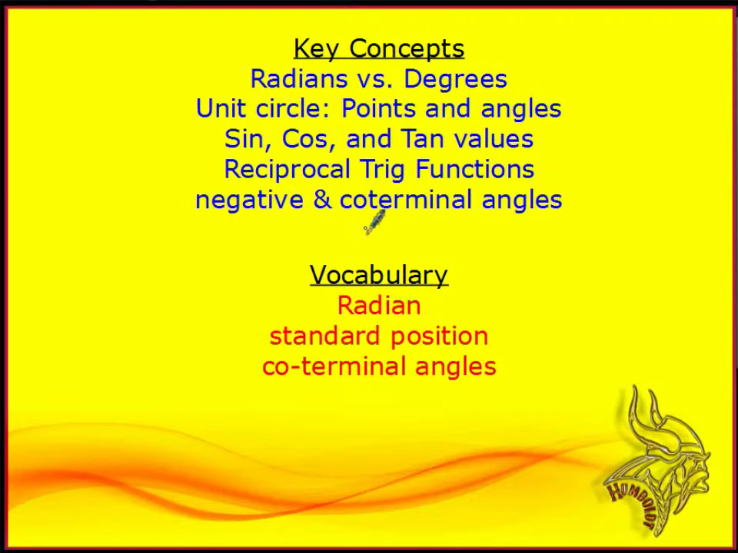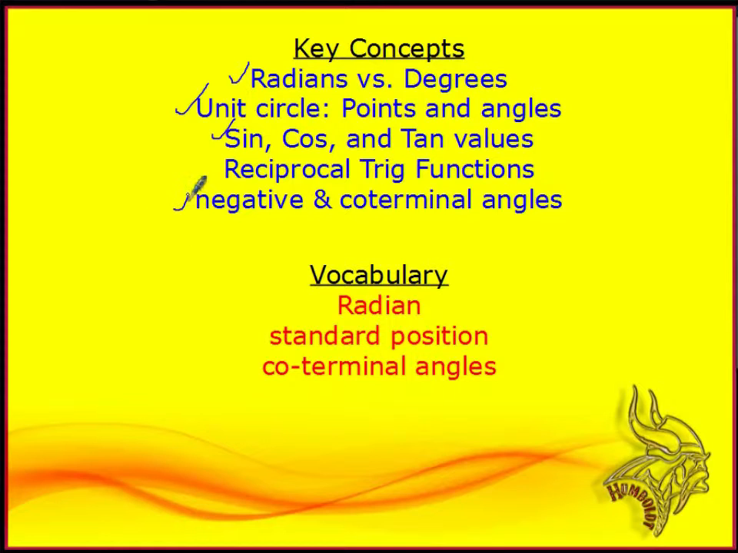Okay, so in this lesson, we're going to move forward. We've already taken care of radians and degrees. We've looked at the points and angles on the unit circle. And really the next and the biggest step is probably to look at sine, cosine, and tangent values on the unit circle. So that's where we are.